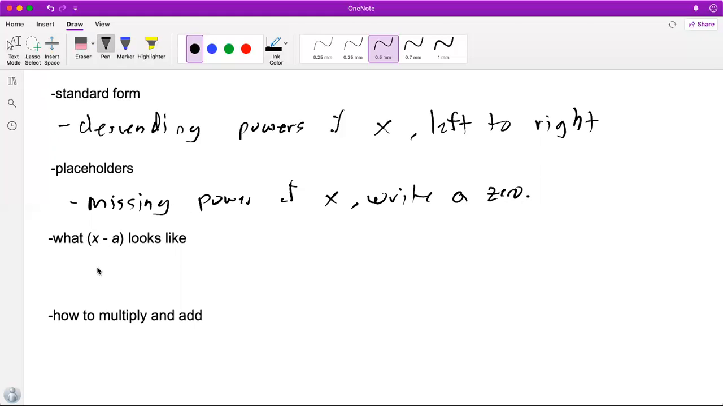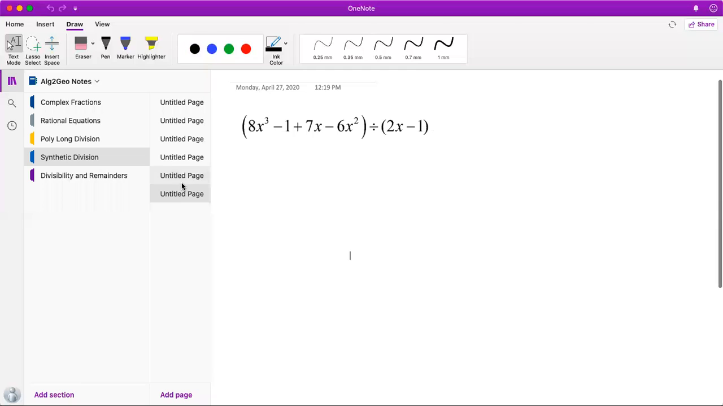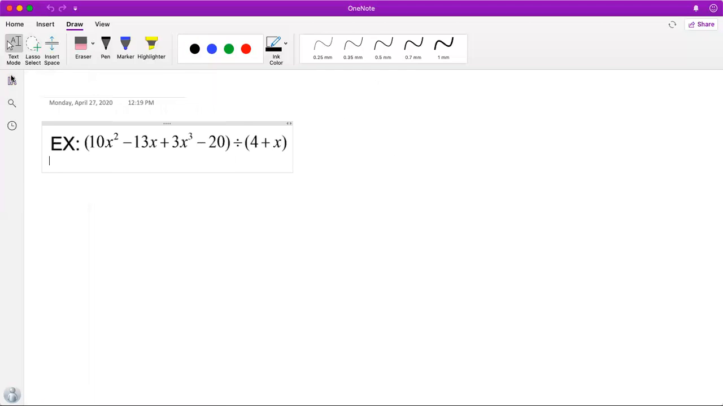The divisor has to be x minus a, what that looks like, x minus 3, x plus 3, x minus 11, etc. And then how to multiply and add, which luckily we learned how to do long ago. There's not going to be any big complicated multiplications in these. It's just going to be pretty small numbers. All right, a couple more examples to do. I'll just go ahead and do them in this video. I'm not going to spend a ton of time explaining. The reason these are here is because they have some quirks.